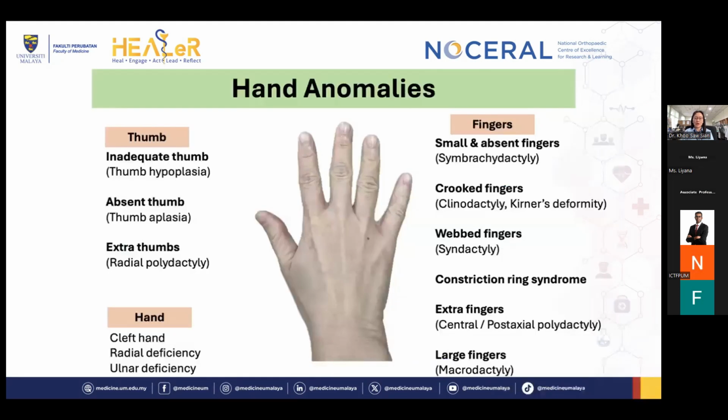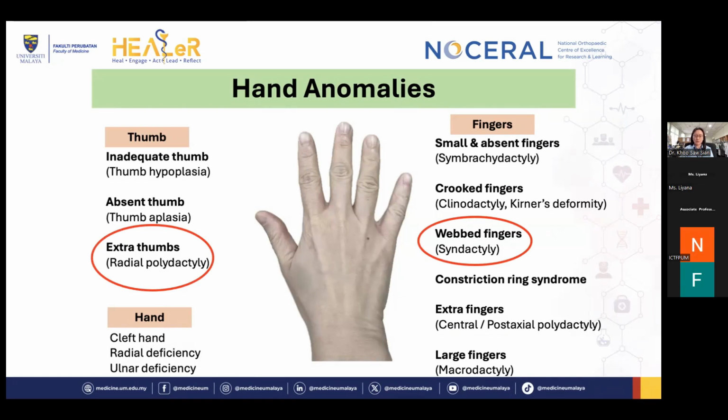So when we talk about hand anomalies, it can happen to the thumb, the hand, and the fingers. There are too many to cover for this topic, but the most common one is radial polydactyly, which is an extra thumb. And the second most common one is syndactyly, or fused fingers, web fingers. In Asians, radial polydactyly is probably the most common, but in the US, probably syndactyly is more common.